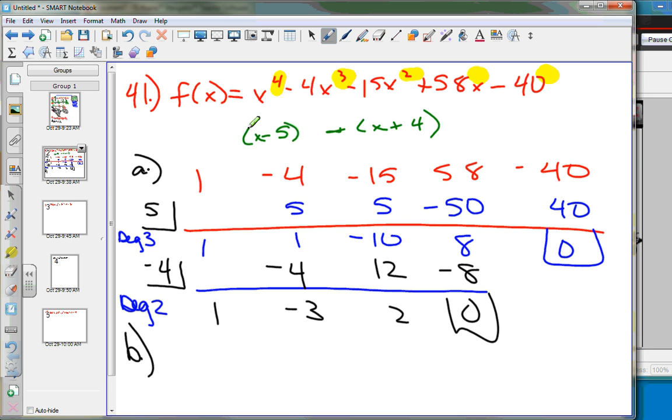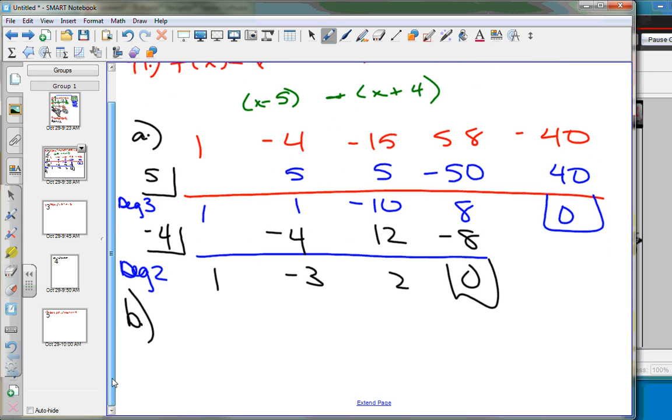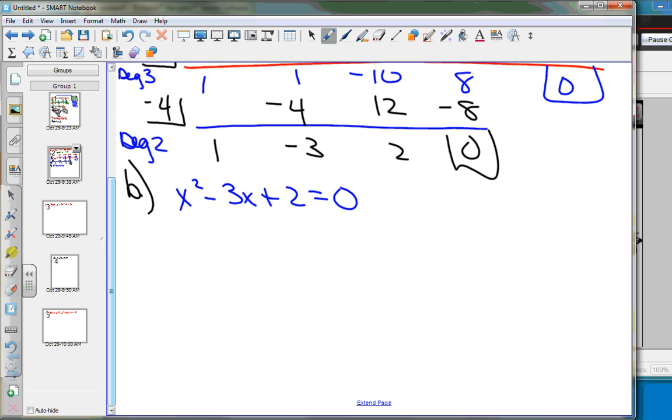Now letter B says to do what? Letter B says find the remaining factors of F. Well, what polynomial am I left with? X squared minus 3x plus 2 is equal to 0. Why did I just set this thing equal to 0? Because whenever it says to find factors, factor is another synonym for zero, solution, x-intercepts, many others that I can't think of right now. Roots, did I say that one? No.